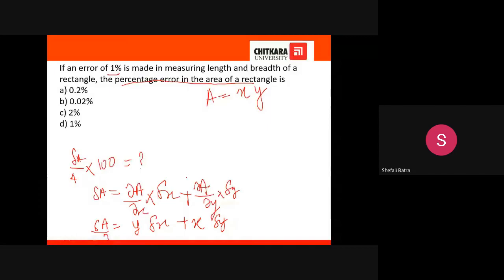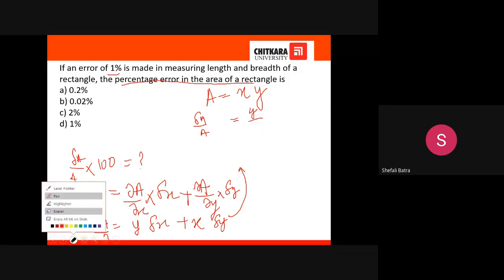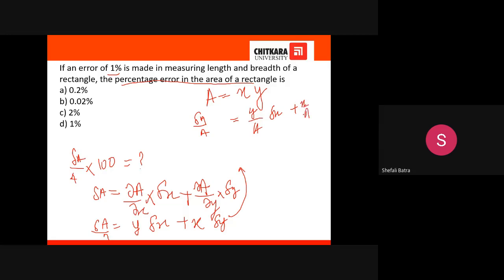Okay, I'm writing it here: delta A upon A is equal to y upon A into delta x plus x upon A into delta y. I'm dividing with A on both sides. Is it right? Then you need to multiply with 100, so I'm doing it on both sides, into 100 into 100.